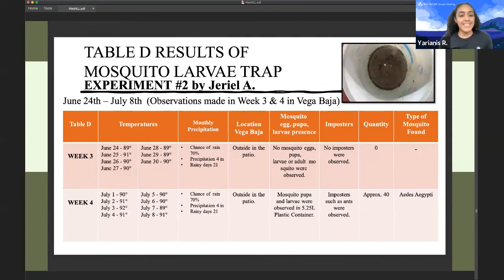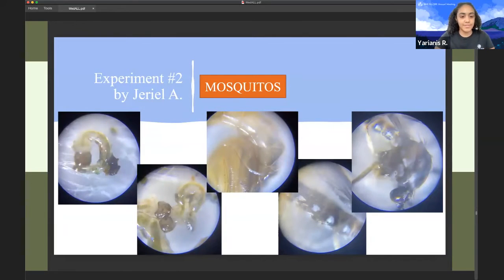Okay. This is experiment 2 by Yariel. We can see in week 3, there were no imposters and no mosquitoes observed, but in week 4, we can observe Aedes aegypti in the plastic container that was in the patio, and such imposters as ants. Here are the mosquitoes in the pupa phase and larvae.